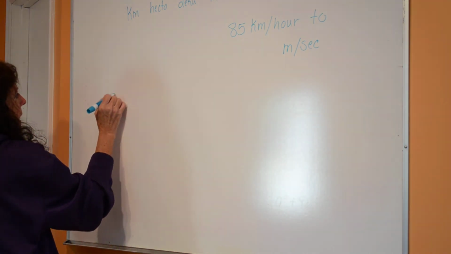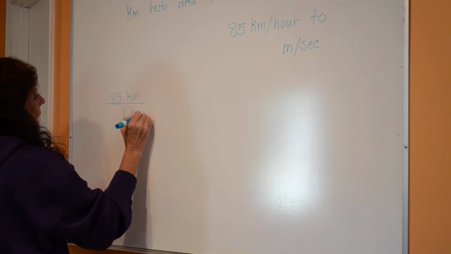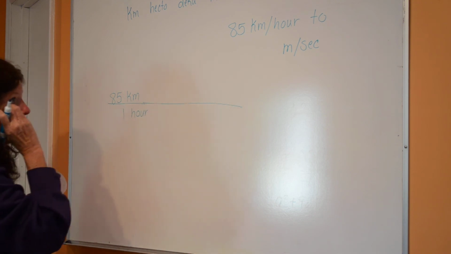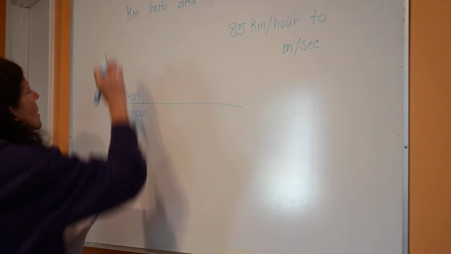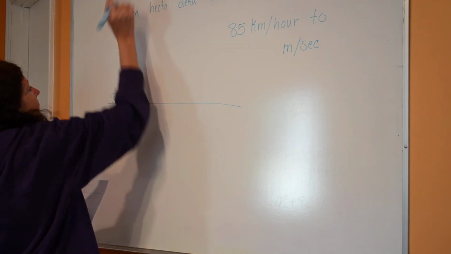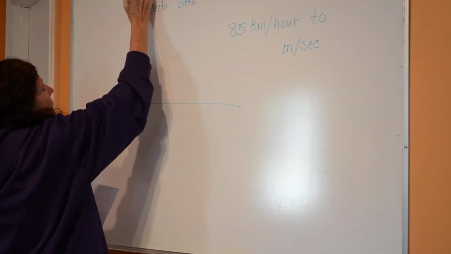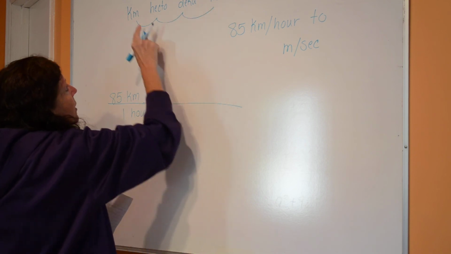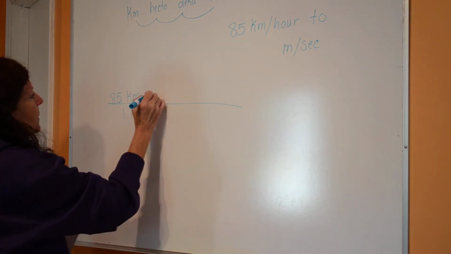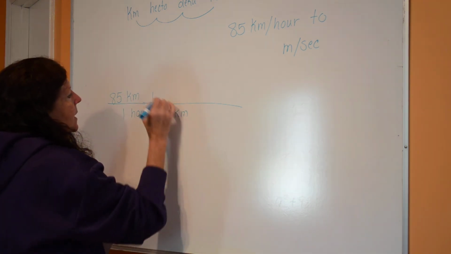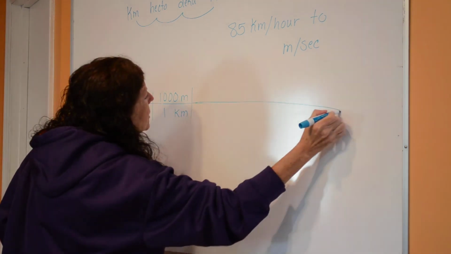Okay, so I'm going to start out with the 85 kilometers over 1 hour. Now the hour is going to have to change to seconds. The kilometer is going to have to change to meters. So the first thing we're going to do is change the kilometers to meters. So if I'm right here, let's say I have 1, every time I move it to the right, I'm going to move the decimal 1 place. Okay, so I'm going to go from here to here to here. So I'm going to move the decimal 3 places. So what I know is that 1 kilometer is equal to 1,000 meters. Okay, so I've changed my kilometers to meters.